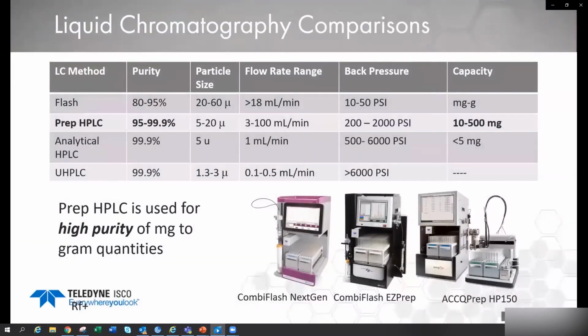Here's a little bit of a description of what we consider the differences between flash and prep HPLC. We also have analytical and UHPLC on here as well, but we're going to focus on the top two for today. Typically, flash would be a system that you're running probably 80 to 95% purity, with much higher flow rates and much larger loadings. With prep HPLC, we can usually get up to about 150 mils per minute on our system, which is the one you'll see right here. That's our prep HPLC system that we use, the AccuPrep HP 150. You'll see that a little bit later as well.